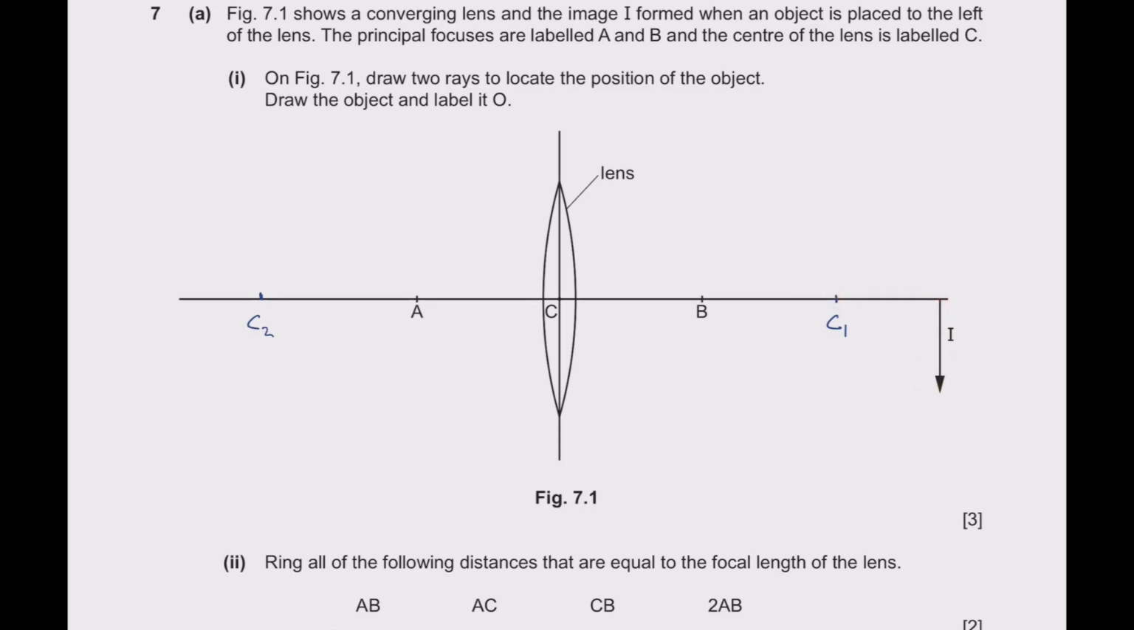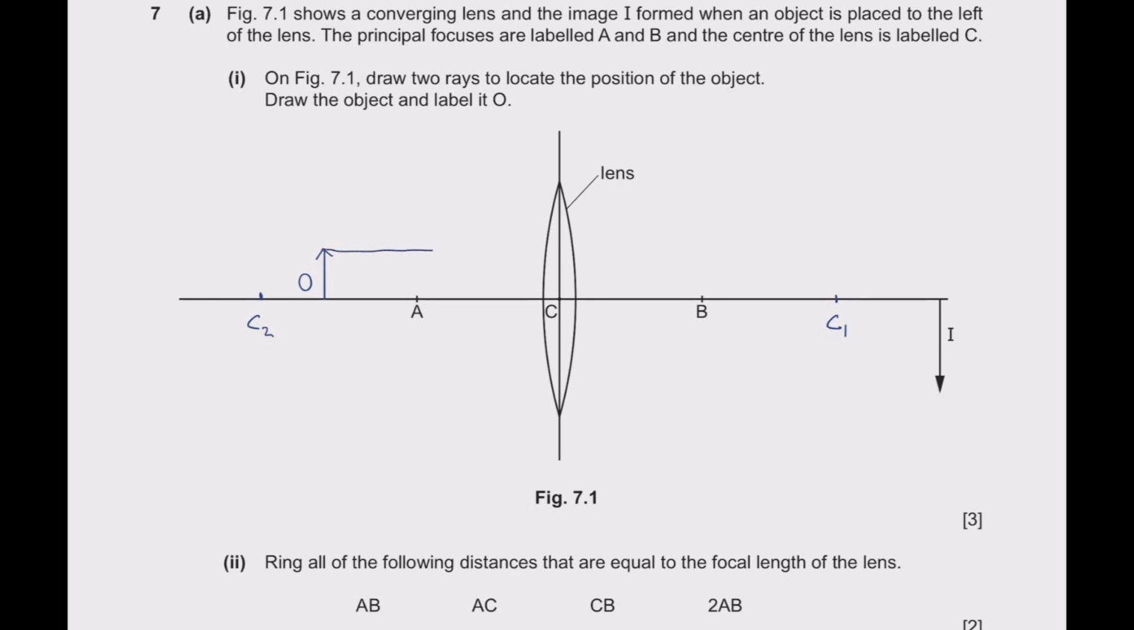So the object in this case should be placed between the center of curvature C2 and A. The object should lie between the principal focus and the center of curvature, then only the image will form at this point. So I should draw the object somewhere here. Let us say this is my object O. Now for the rays, we know the rules.